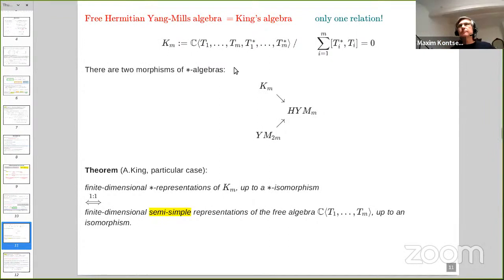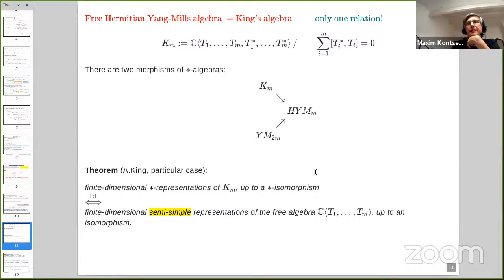So what is the relation between these two algebras? We get the Hermitian Yang-Mills algebra when the T's commute and the T-stars also commute, so it will be a quotient of the free algebra. And so we get a homomorphism from the free algebra to Hermitian Yang-Mills. Also, any solution of the Hermitian Yang-Mills equation gives a solution of the Yang-Mills equation, which means you get a homomorphism of algebras in the opposite direction. So there's this nice small diagram of morphisms of star algebras.